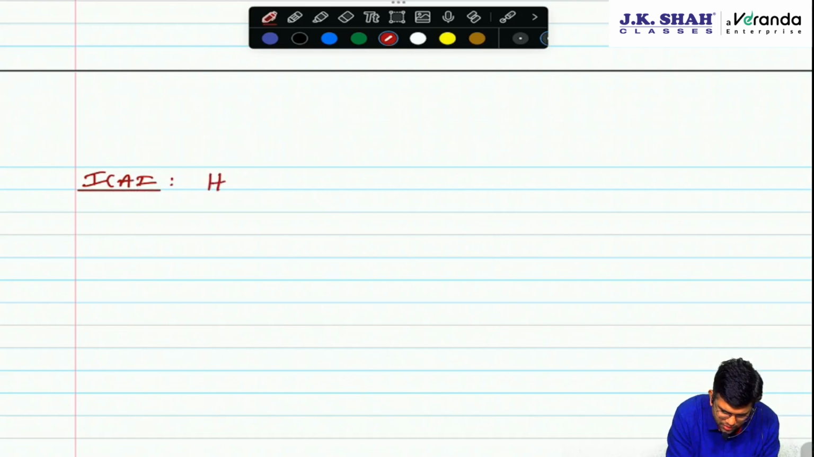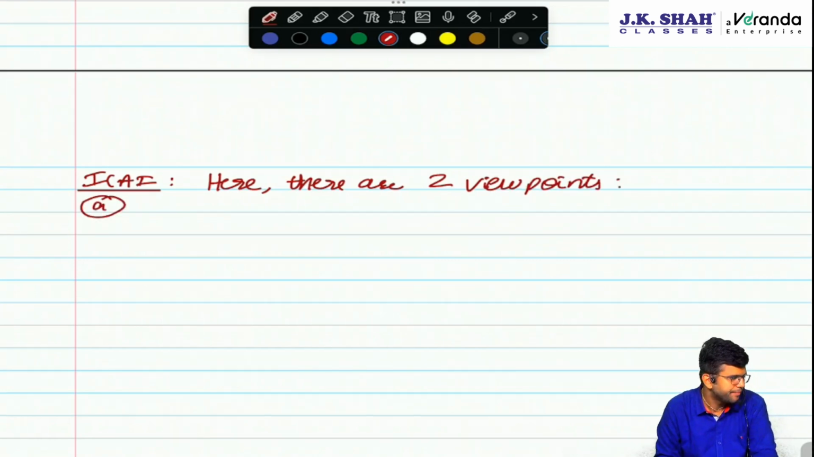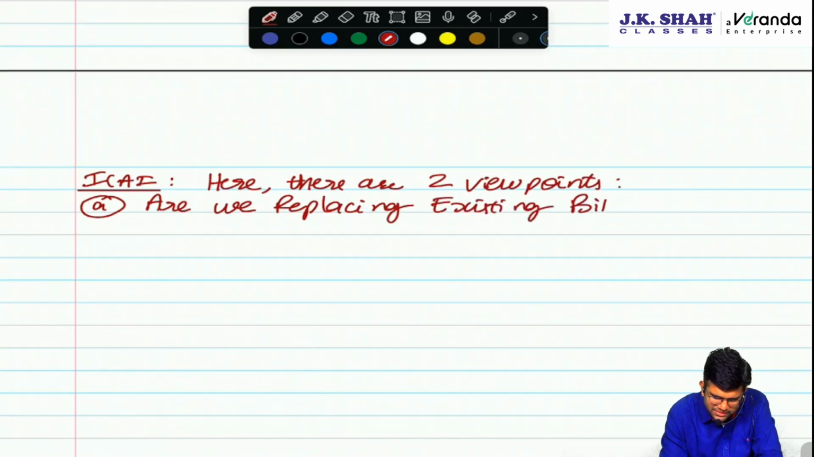Write down. Here there are two viewpoints. Point number A. Are we replacing existing bikes? Bracket, earlier solution.